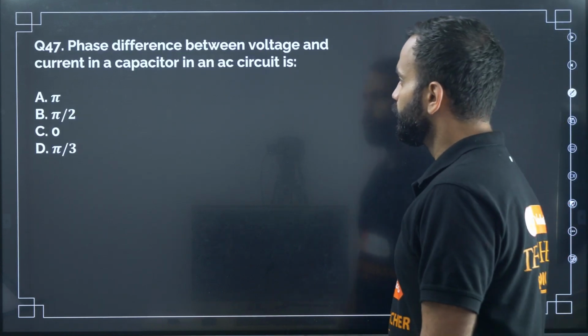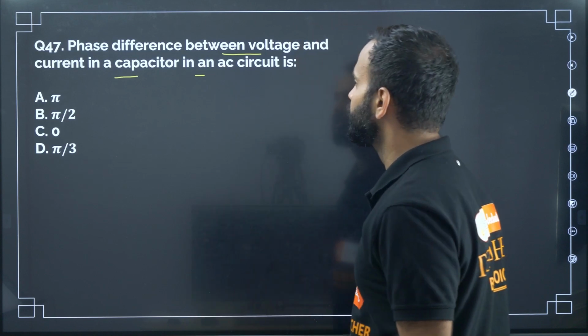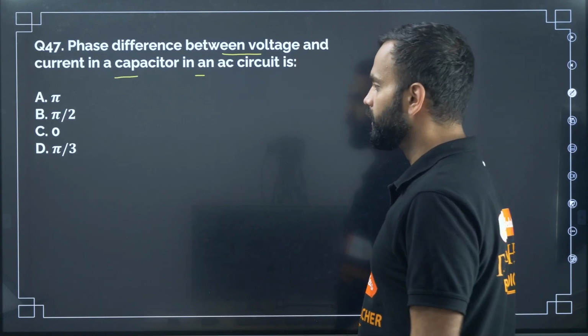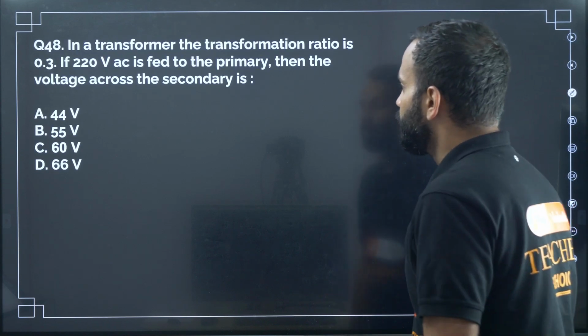Next question, question number 47. The phase difference between the voltage and the current in the capacitor in an AC circuit. Direct question, right? Pi by 2. That's it. Okay.